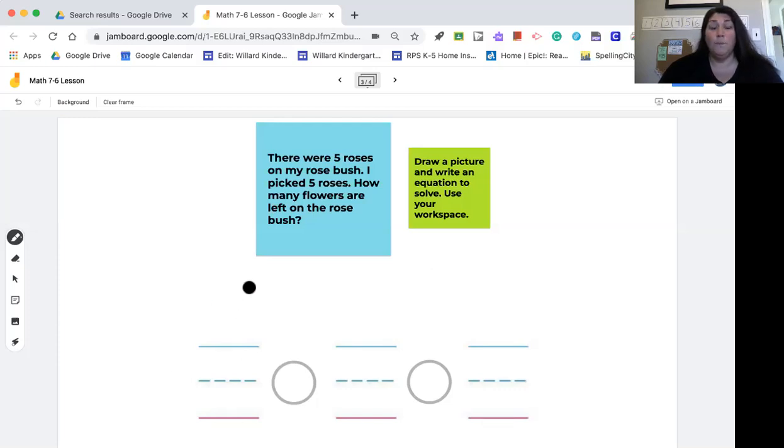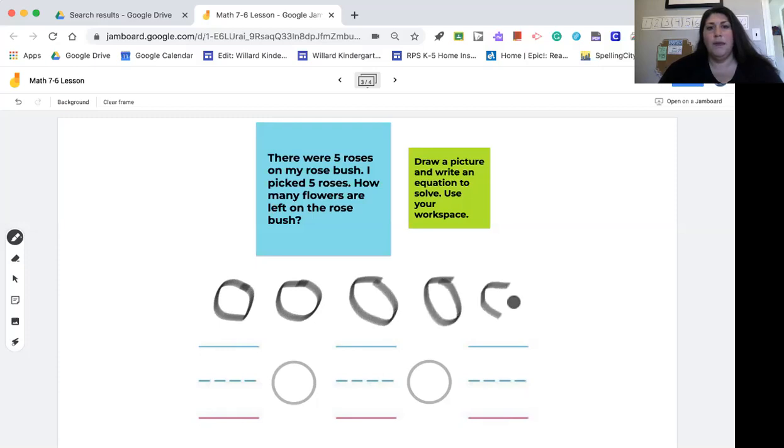All right, so I'm going to show you what my work would look like. So there are 5 roses. I'm going to draw my 5 circles. Then I picked 5. And change the color. So 1, 2, 3, 4, 5. Oh, this is interesting.